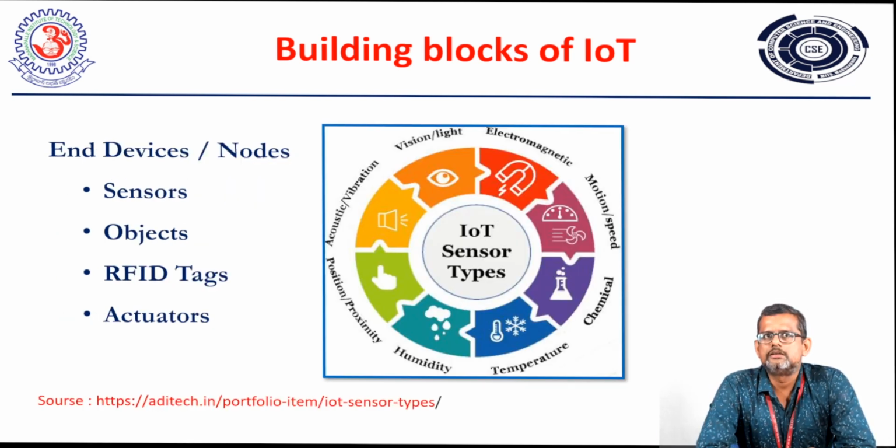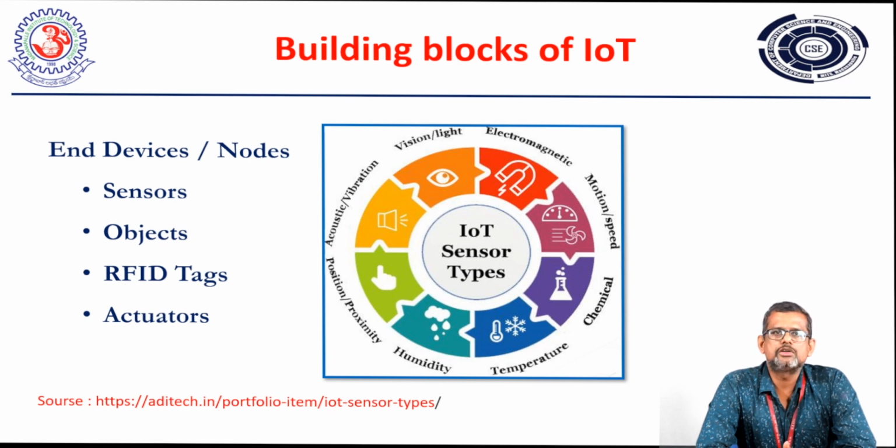So this is my first layer, end devices or nodes. Here comes all about sensors, RFID tags, actuators, objects. As I mentioned in my previous example, ACs will have sensors. Based upon my sensor input, the object has to either increase or decrease the temperature, or I have to turn the AC on or off. It's all about actuators or objects. Depending upon the environment condition, the action will be taken. So actuators will work either on AC or off AC.